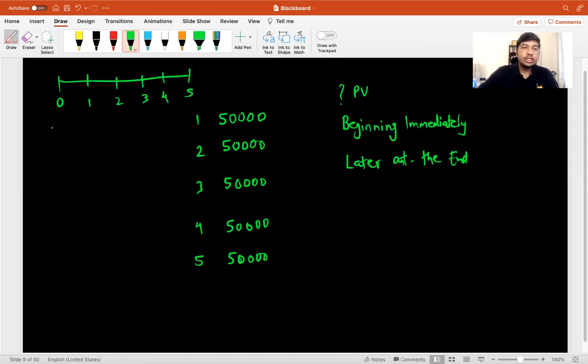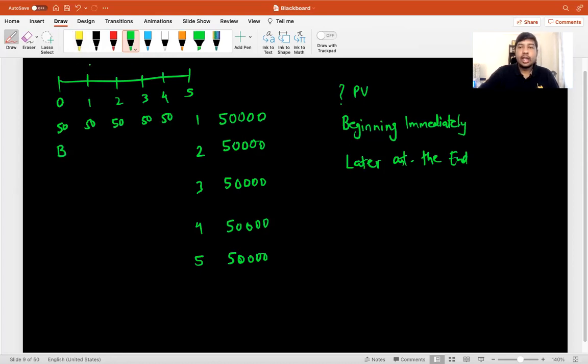You can either want this cash flow starting today, which is 50,000 now, 50,000 after 1 year, 50,000 after 2 years, 50,000 after 3 years, 50,000 after 4 years, so on and so forth. So if this is how you want, it will be set begin.